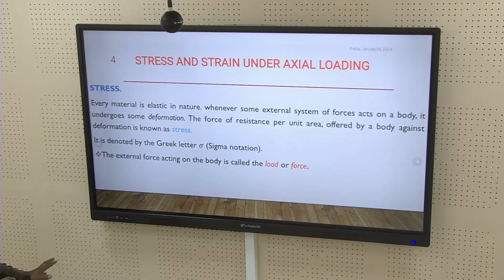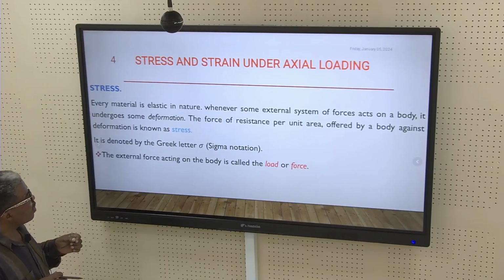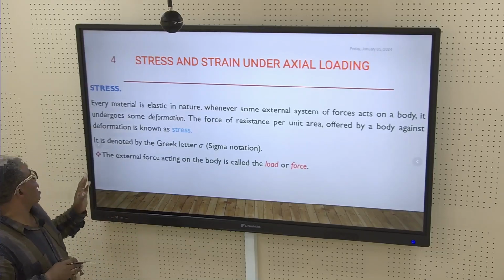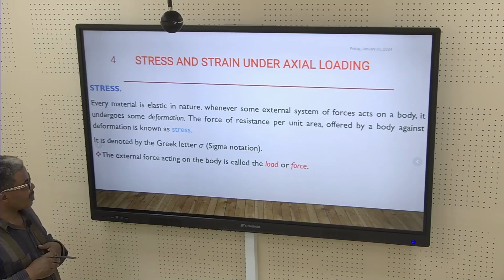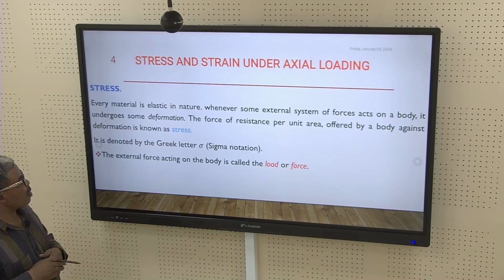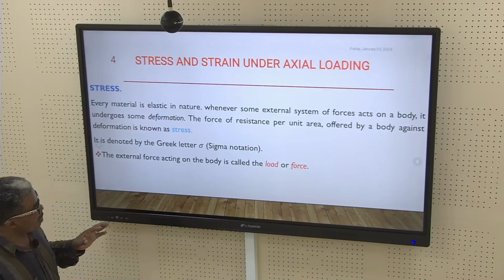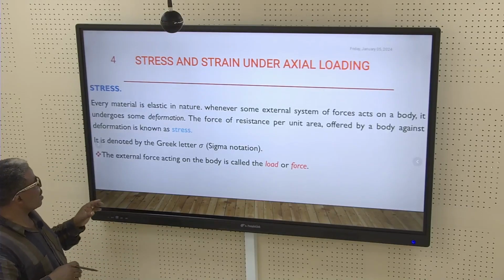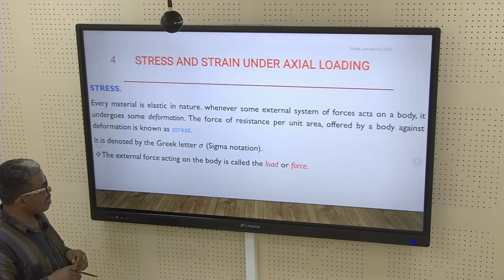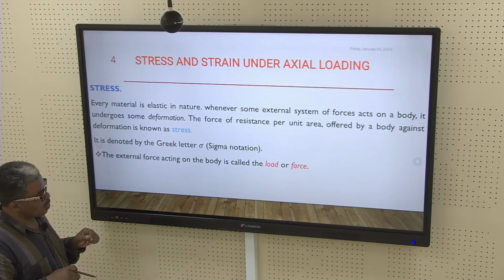For the case of stress, every material is elastic in nature, as I said earlier. When some external system of forces acts on a body, it undergoes some deformation. That means we are talking about the atoms that make up the body. The force of resistance per unit area offered by a body against deformation is known as stress. It is denoted by the Greek letter sigma. The external force acting on the body is called load or force.